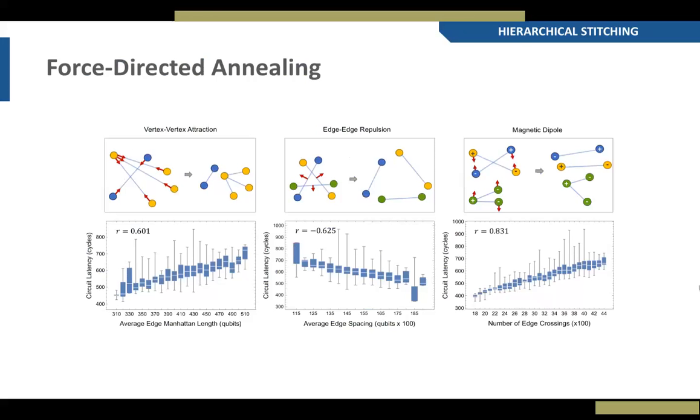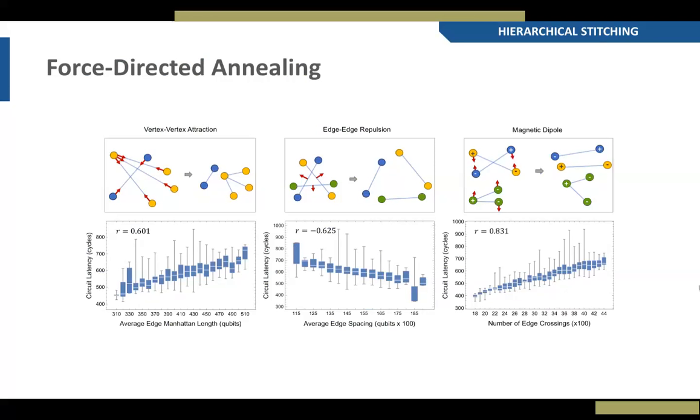And again, with edge repulsion, you do also see that it's negatively correlated. As edge spacing increases, you get better performance or lower circuit latency. Then there is the edge crossings metric induced by the dipole moment approach. This metric is basically looking at what happens if you draw all the edges as geodesic paths on your grid, so you're not actually following rectilinear paths. If you draw those directly as they are, that crossing number is what we're counting here.